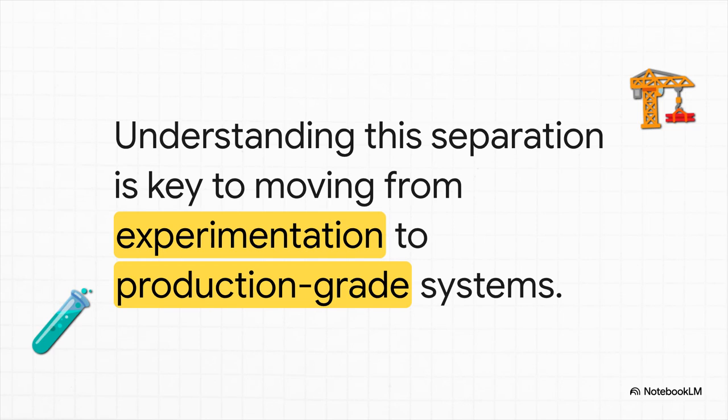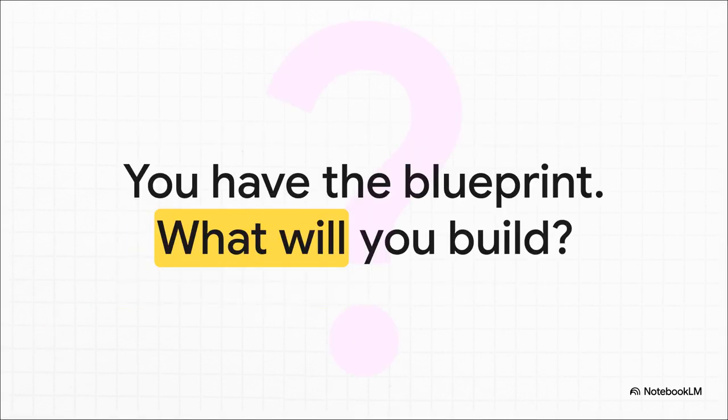And why does this matter so much? Because truly understanding this separation of roles, intelligence, memory, and runtime, that is the absolute key. It's what lets you move from just playing around with AI to confidently architecting and building serious production-grade systems. So there you have it. You've got the fundamental blueprint for building powerful, private, and context-aware AI. The only question left is, what are you going to build with it?